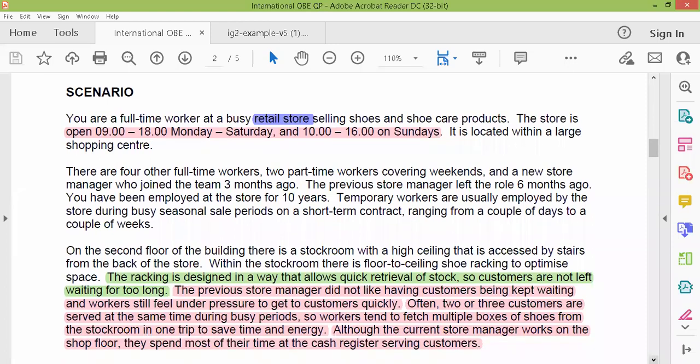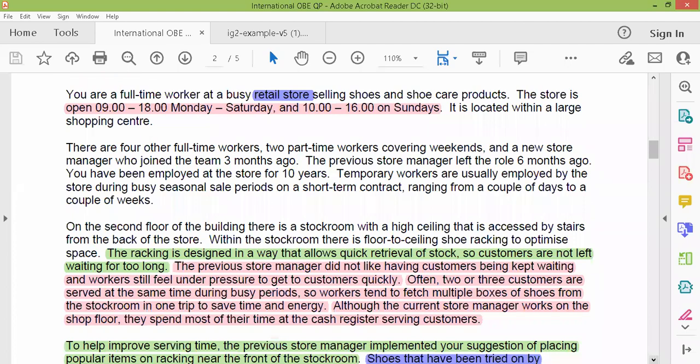In the next paragraph, on the second floor of the building, there is a stock room with a high ceiling that is accessed by stairs from the back of the store. Within the stock room, there is floor to ceiling shoe racking to optimize the space. The racking is designed in a way that allows quick retrieval of stock, so customers are not left waiting for too long.